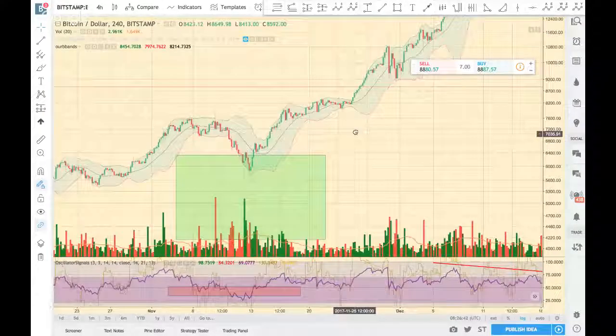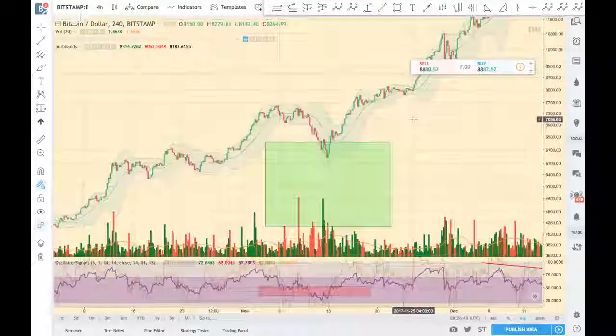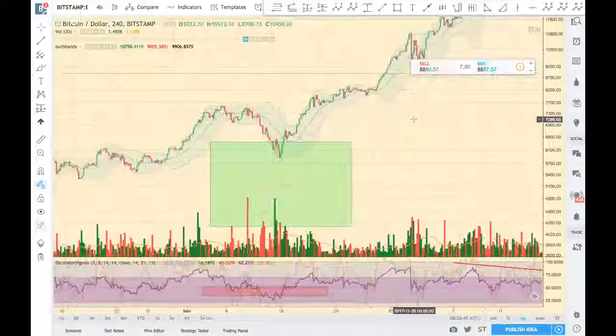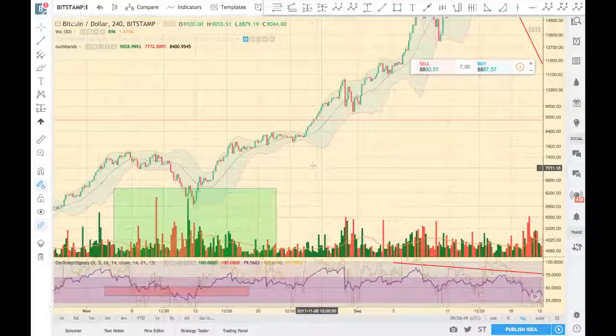So the Bollinger Squeeze is probably one of the most profitable indications, one of the best signals you can get.